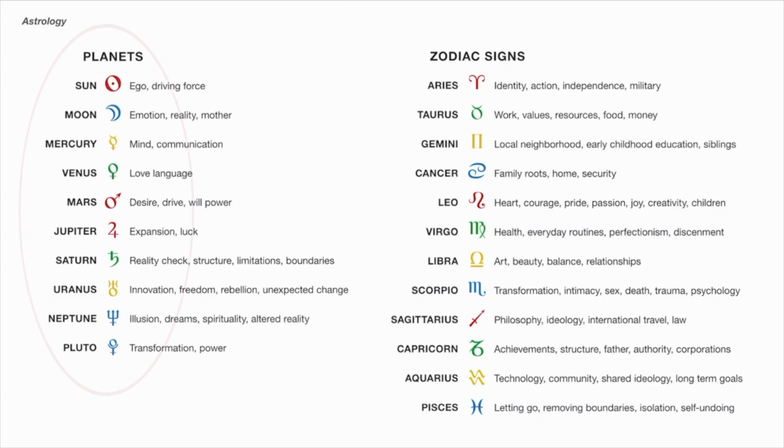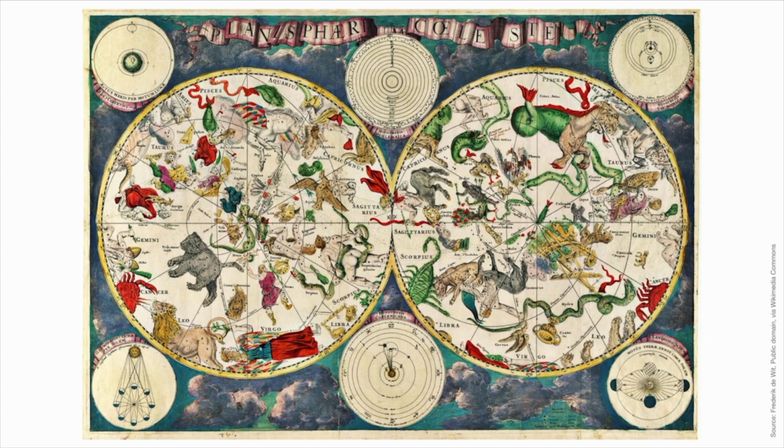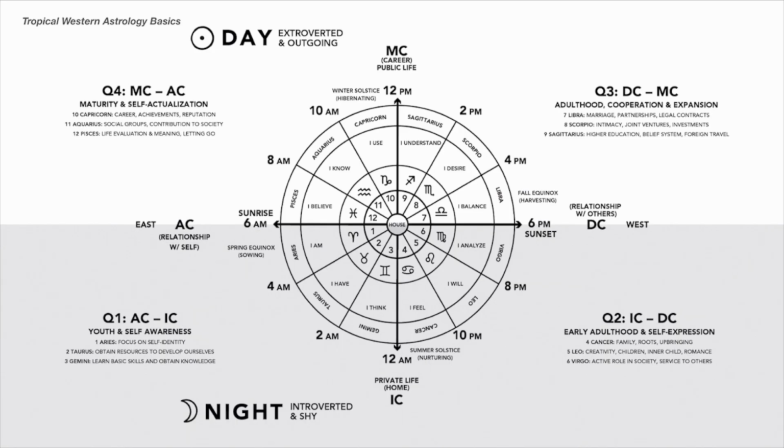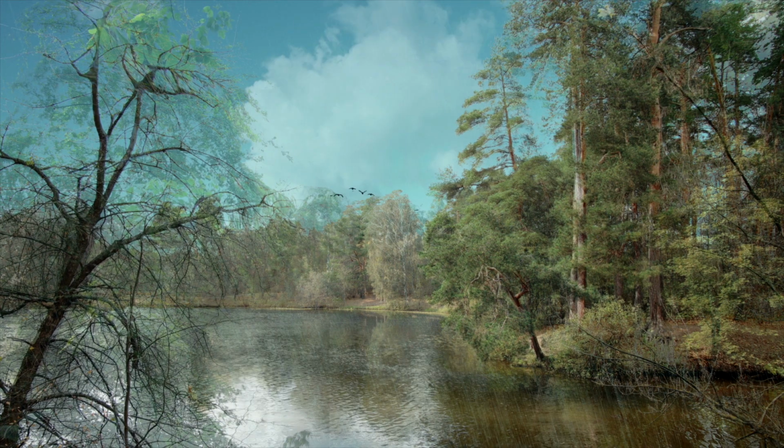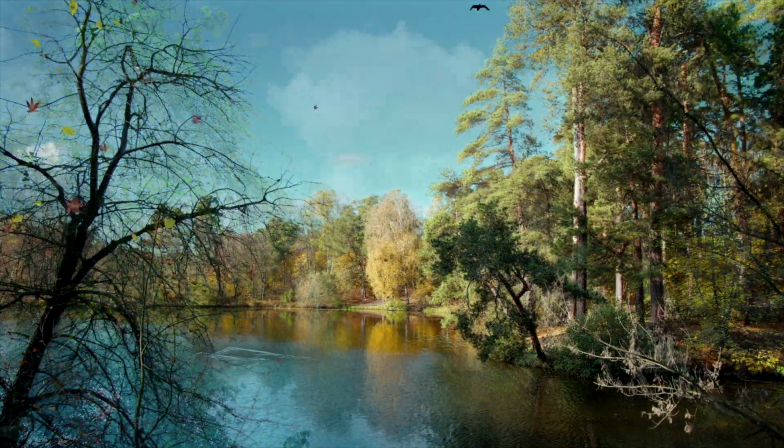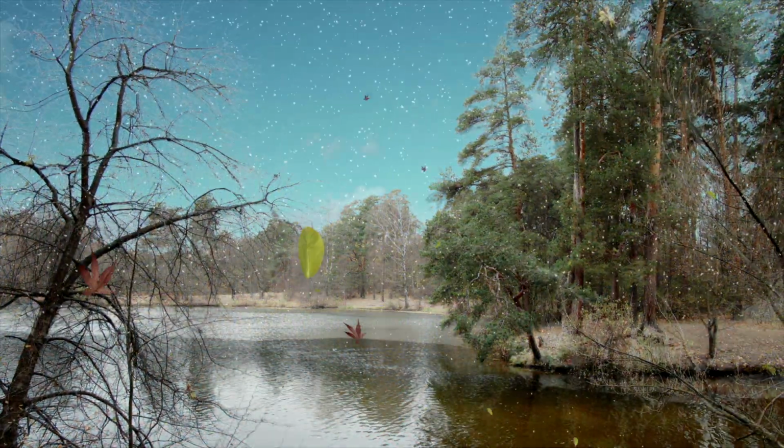Also, we have 10 planets in our solar system that impact us the most. That's why we use these 10 planets and 12 zodiac signs. And also, when Earth is passing a certain sign, it marks the seasons. In astrology, we have cardinal signs, which are Aries, Cancer, Libra, and Capricorn. When Earth is passing those signs, it brings the beginning of spring, summer, fall, and winter.